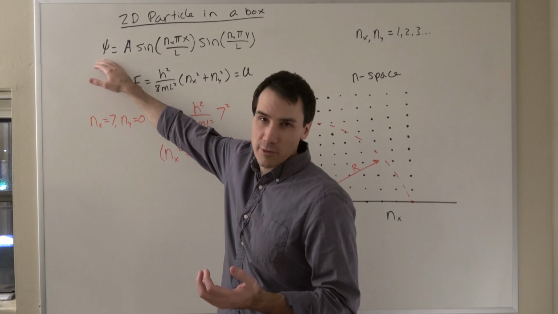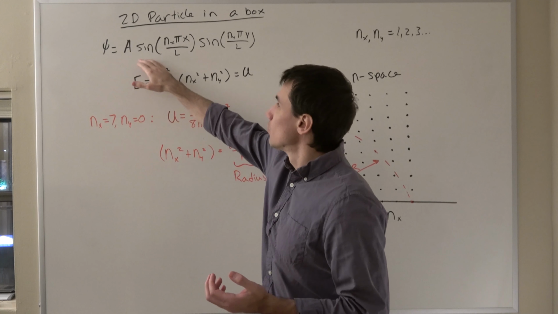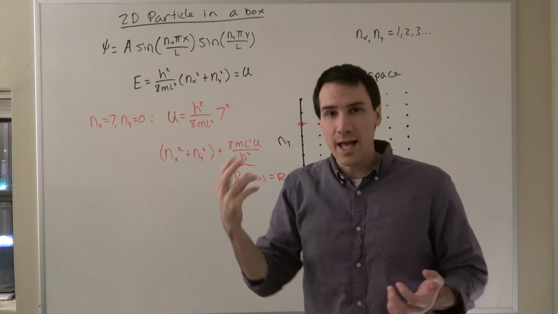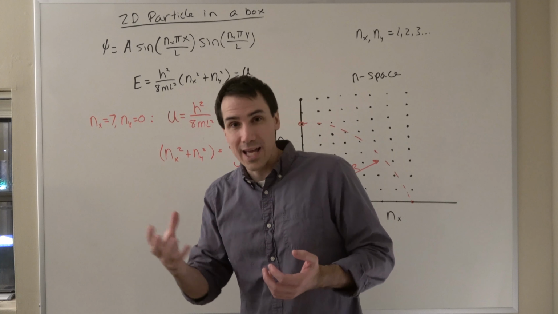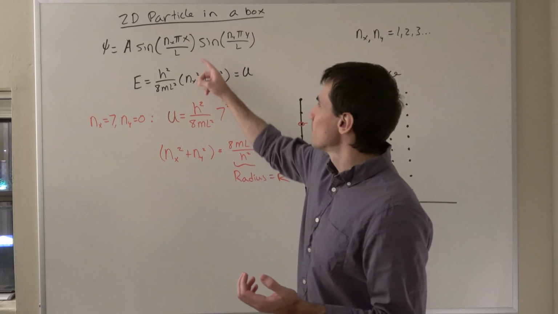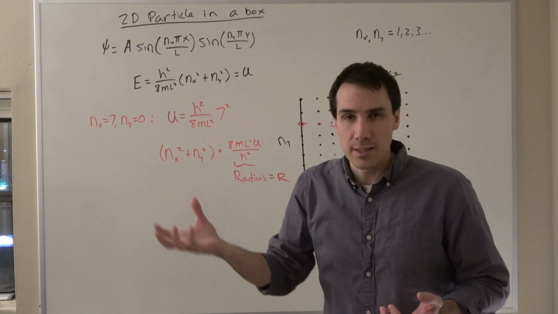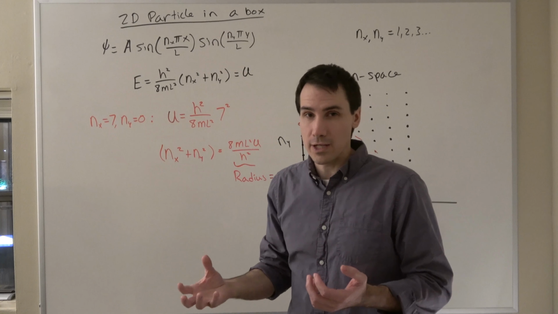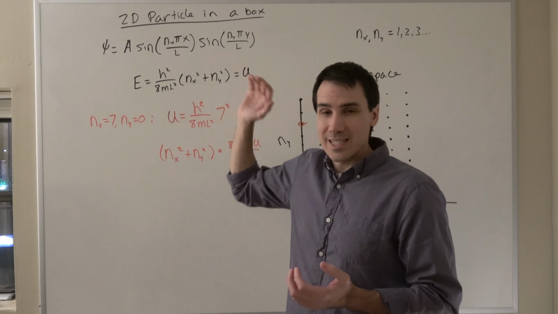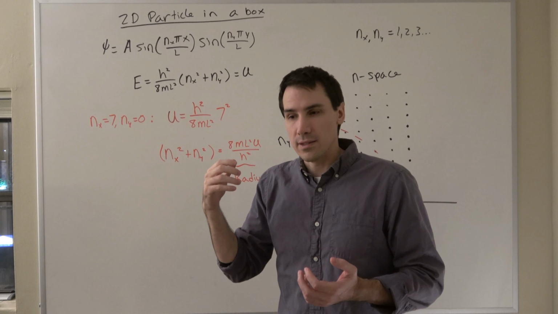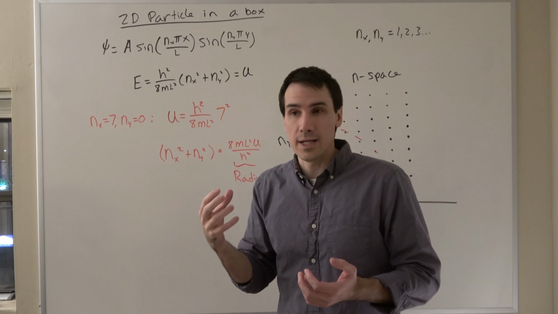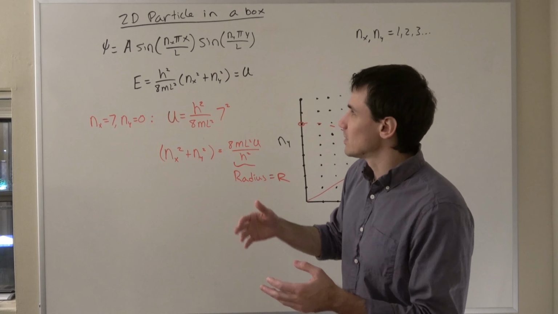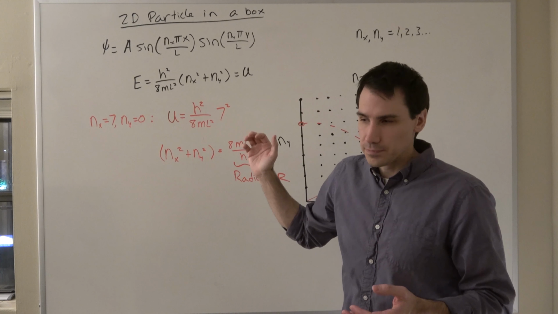The wave function of a particle in a two-dimensional box looks like this, where we have a sine function involving nx. nx is our principal quantum number, our energy level in the x direction, and ny is the principal quantum number, or the energy level in the y direction. This comes from exactly the same math that we did in the video where I introduced the particle in a one-dimensional box and solved Schrodinger's equation. All we've done is added an extra dimension to it.